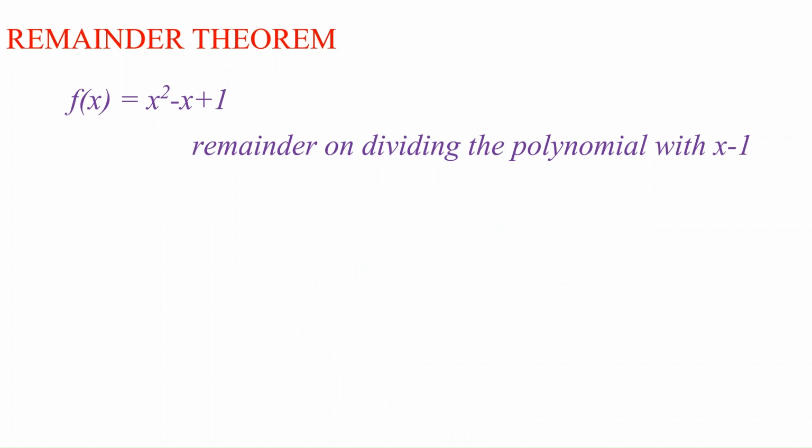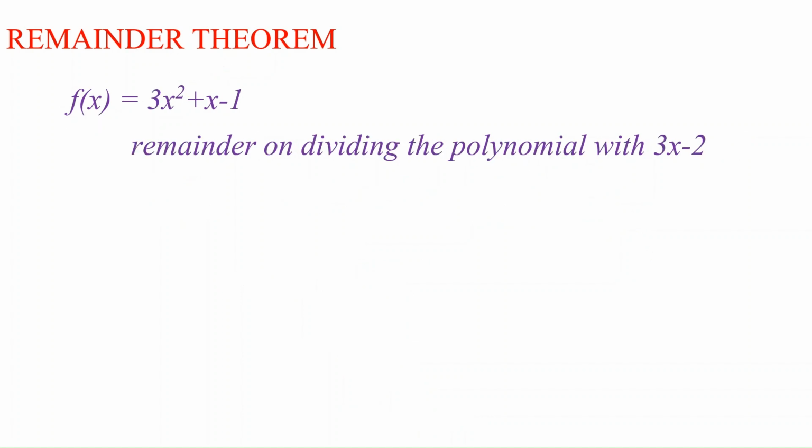Now we'll try to use another expression. Let us take this expression and divide it with 3x minus 2. If the divisor is in the form of x minus a, then the remainder will be given by f of a. So what is the value of a we have to use here? Equate this to 0 and solve for x. That gives x is equal to 2 by 3. So we'll do f of 2 by 3.